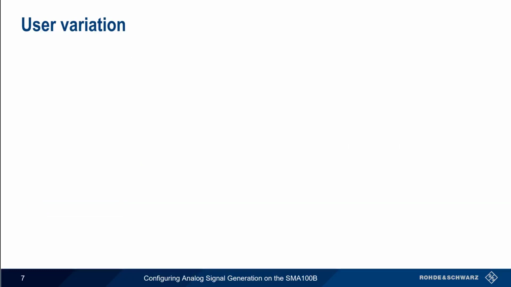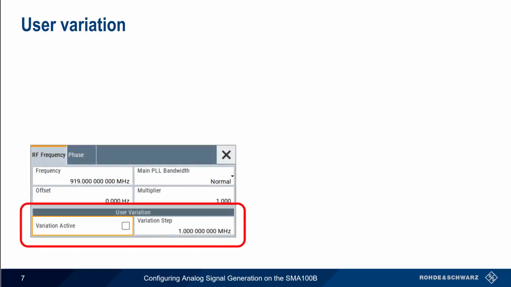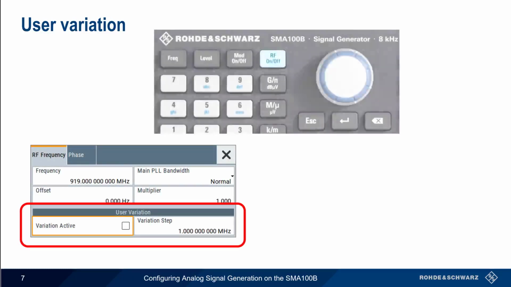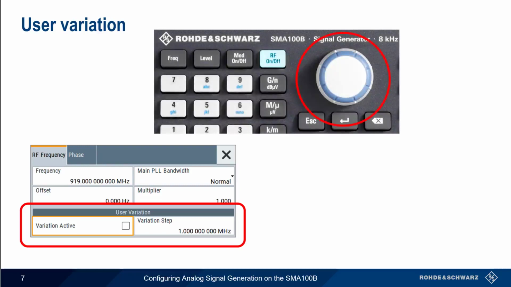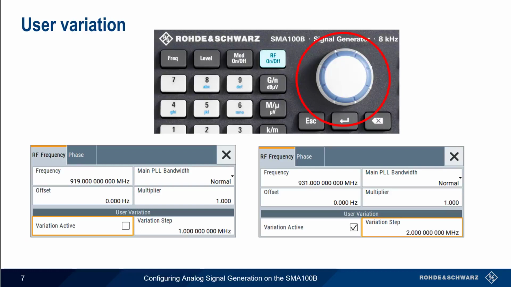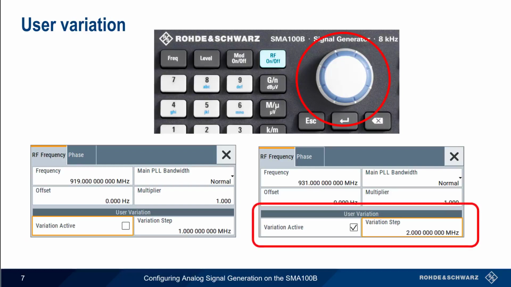In different places within the SMA100B, you may come across a setting called user variation. User variation simply controls the step size when using the rotary knob on the front of the SMA. For example, in frequency mode, the default step is 1 MHz when using the rotary knob. By enabling user variation, we can define how much each click of the knob changes the frequency. For example, if we enable user variation and set the step to 2 MHz, each click of the rotary knob will change the frequency by 2 MHz. User variation can also be used for other parameters, such as level.